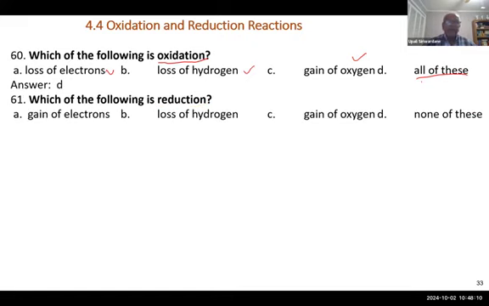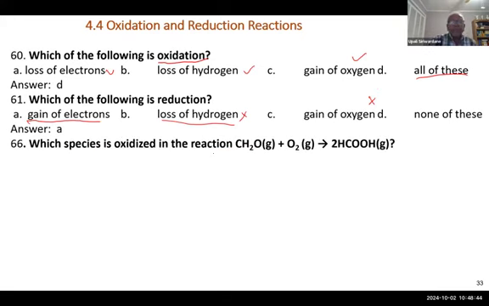Which of the following is reduction? Gain of electron is correct. Loss of hydrogen is not correct. Gain of oxygen, not correct. Therefore, answer is A.